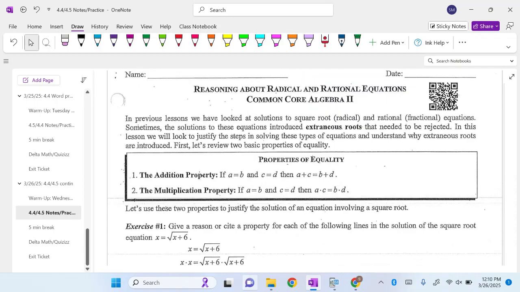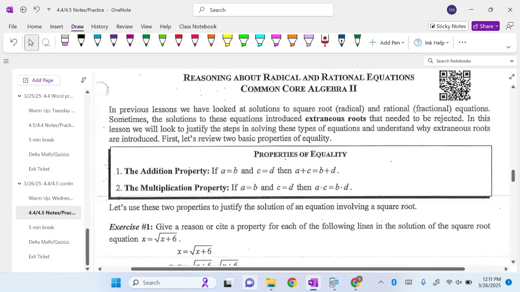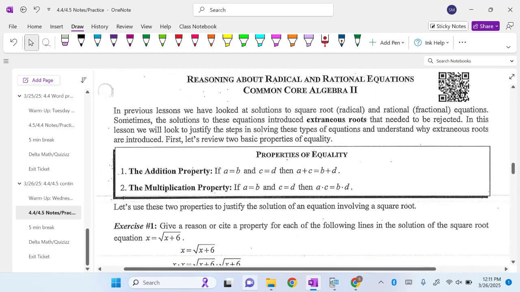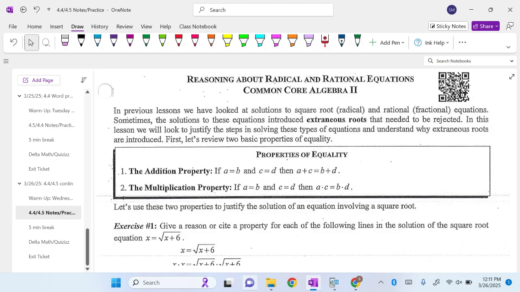So the last little bit of the solving part of both lessons. This is a continuation of 4.5. It has to do with reasoning about radical and rational equations. Rationals and radicals can connect to each other in certain situations because they both can have extraneous solutions. Sometimes rational equations can turn to quadratics, which you can use radicals to undo. There's a lot of connections to it.